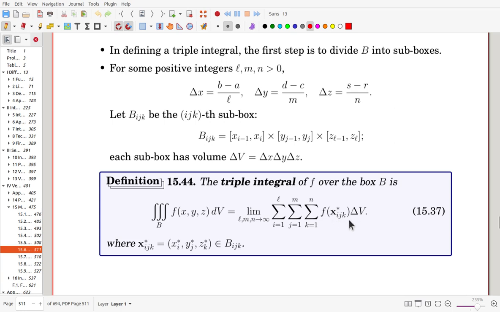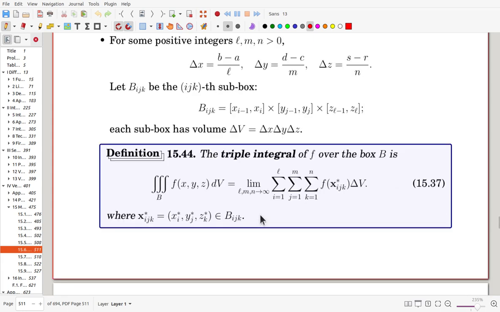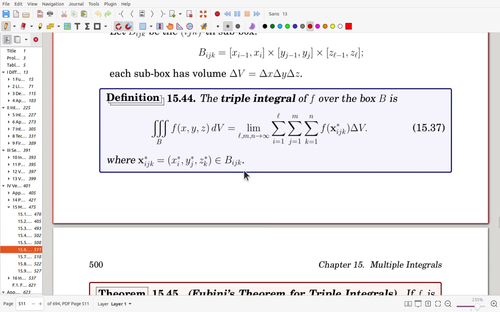The product is summed over all sub-boxes, and we try to get more partitions in every direction, and the limit is the triple integral. That's the definition of the triple integral. And that's not really new. When we defined double integrals, we did it in a similar way.